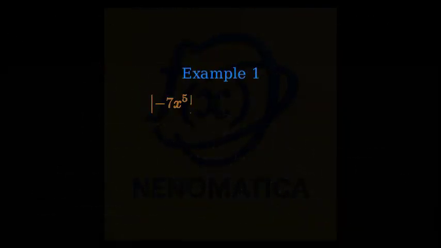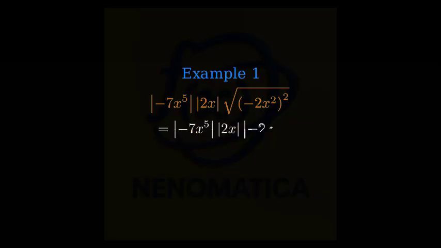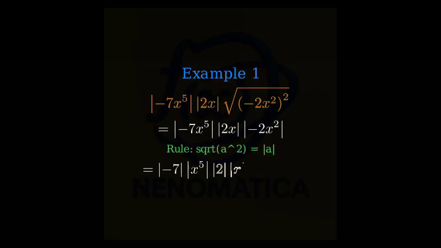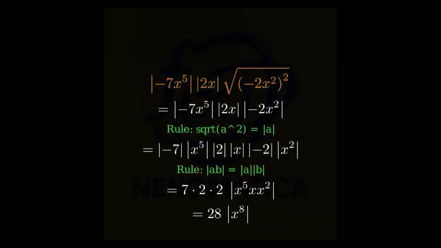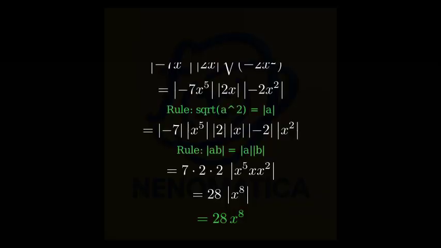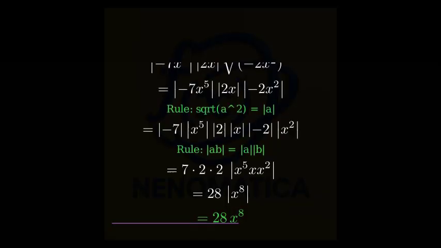Example 1. Simplify the product absolute value of negative 7x to the 5th times absolute value of 2x times the square root of the quantity negative 2x squared. We first use the fact that the square root of a square is the absolute value. Now split the absolute value of a product into the product of absolute values. Multiply the constants 7, 2, and 2 to get 28, and combine the x powers. Finally, because x to the 8th is always non-negative, the absolute value can be dropped.